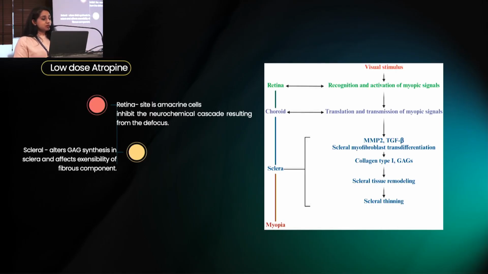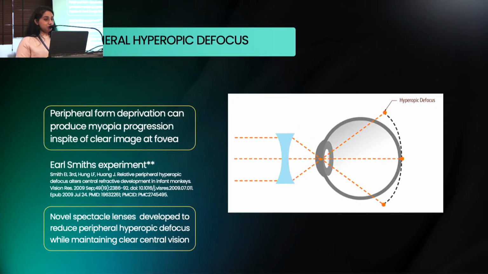It actually has a dual mechanism of action. So it acts on the retina as well as the sclera. On the retina, it targets the neurochemical cascade to inhibit it so that there's no tendency for axial length elongation. And on the sclera, it affects the glycosaminoglycan synthesis, which affects the extensibility and fibrous component. So that's the basic action, but further, Dr. Gigi Augustine Madam will be speaking more about it.